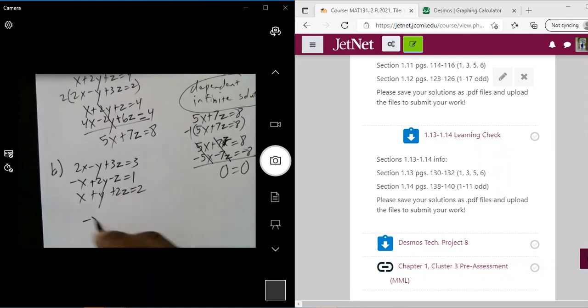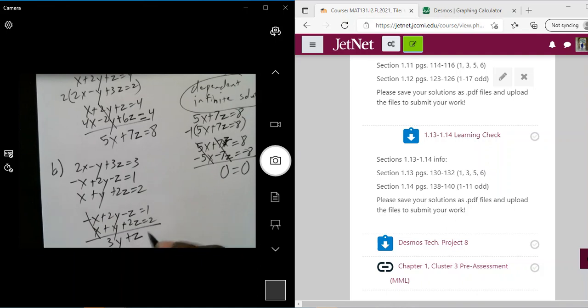So we have negative x plus 2y minus z equals 1. x plus y plus 2z equals 2. We add them together. These will go. You add 3y, negative z plus 2z is z, and that equals 3. So now I would take the middle and the top. So you add 2x minus y plus 3z equals 3. Negative x plus 2y minus z equals 1.